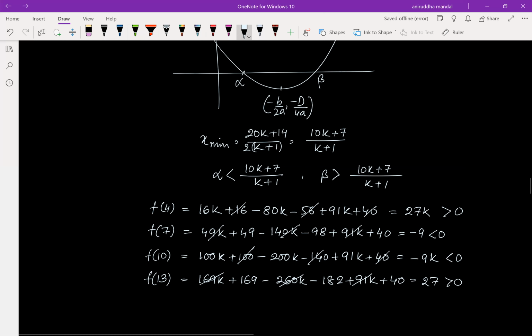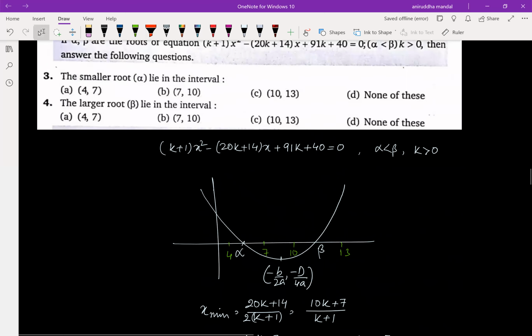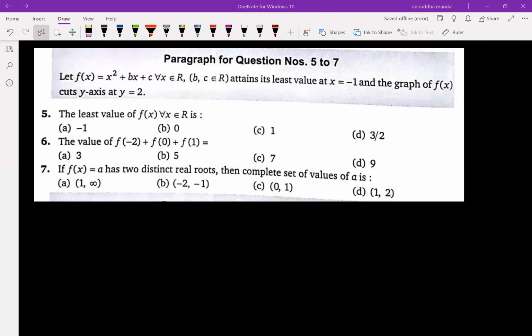So which means 4 should lie somewhere here. This is 7, and again this is 10, and this is 13. So which means alpha lies in between 4 and 7, and beta lies between 10 and 13. Okay. The next question is f(x) is given.